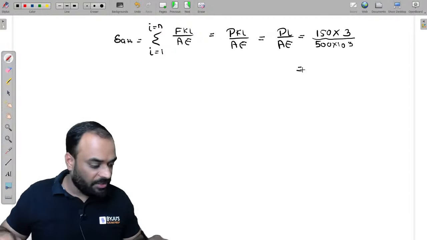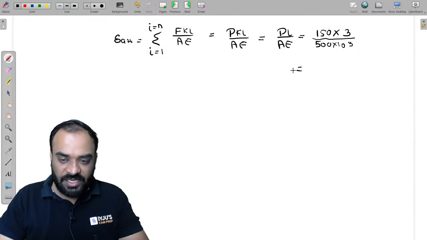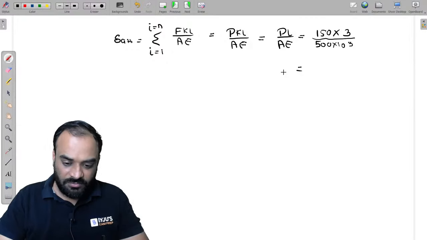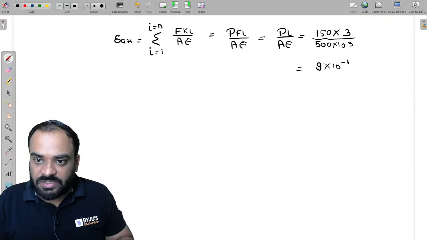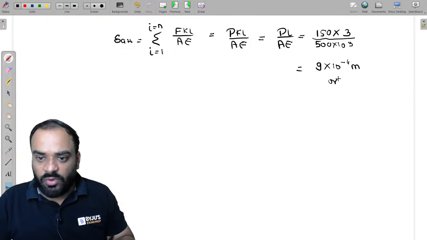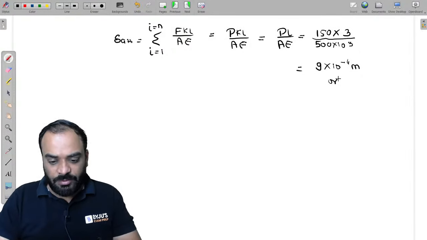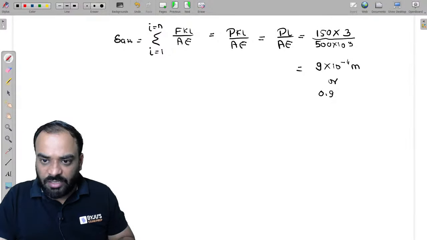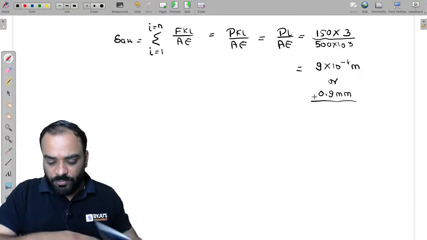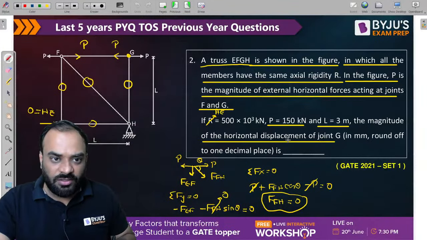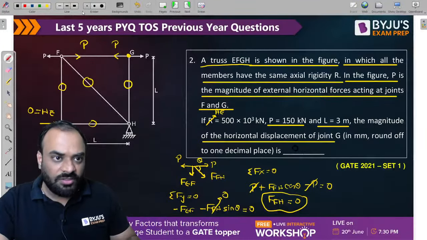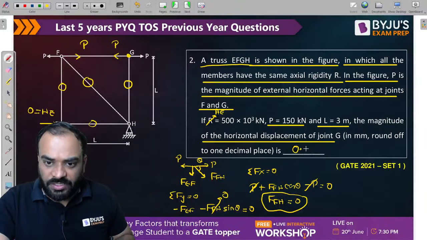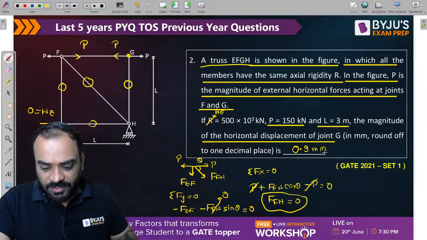So let us calculate it, how much you are getting. Please write down, guys, how much you are getting exactly. This value is coming around 9 into 10 raised to power minus 4 meter. If I convert it in terms of mm, how much it is? If we convert into mm, how much did it come? 0.9 mm. So that's why we can write here 0.9 mm means this is our correct answer for the question. Let us write it down. This is 0.9 mm. Clear?